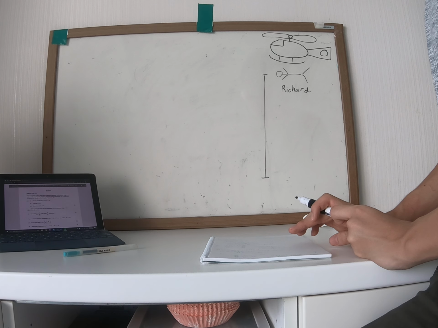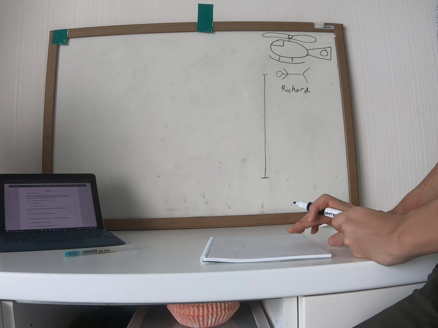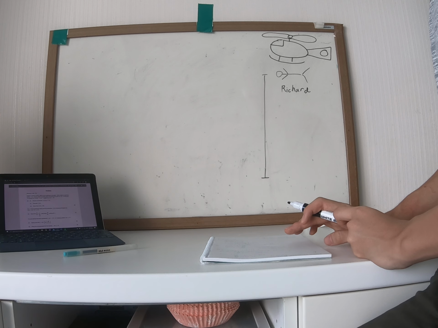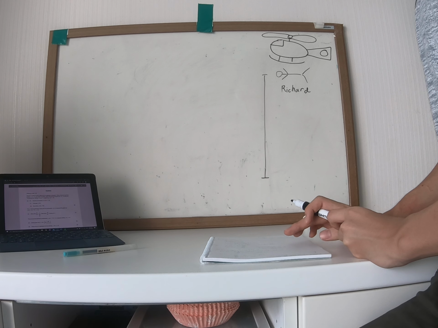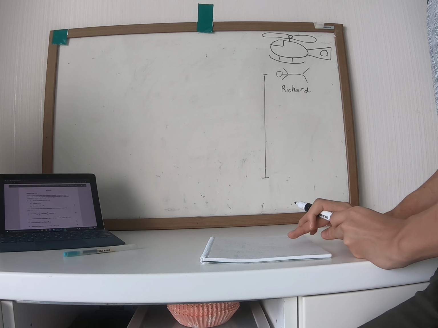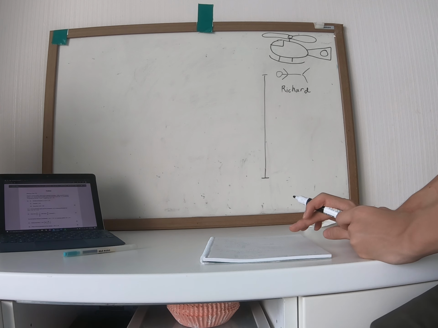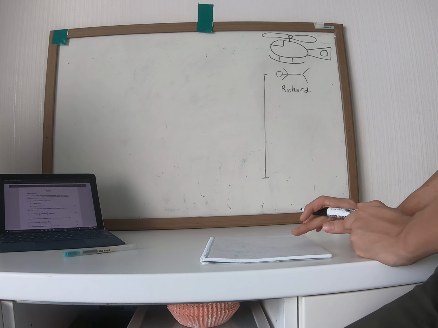Richard, a Marine soldier, steps out of a stationary helicopter 1,000 meters above the ground at time t equals 0. Let his height in meters above ground be given by s(t). For the first 10 seconds, his velocity, v(t) meters per second, is given by v(t) equals negative 10t.